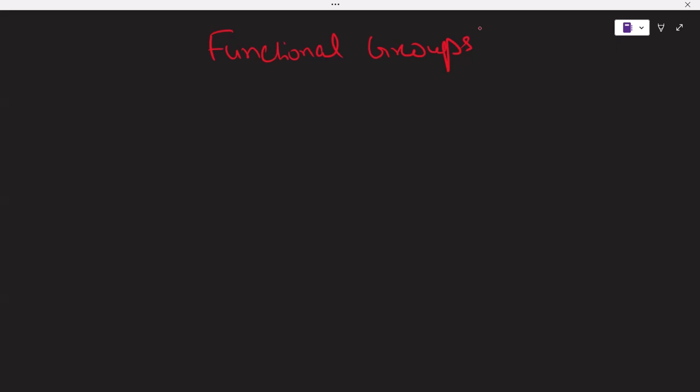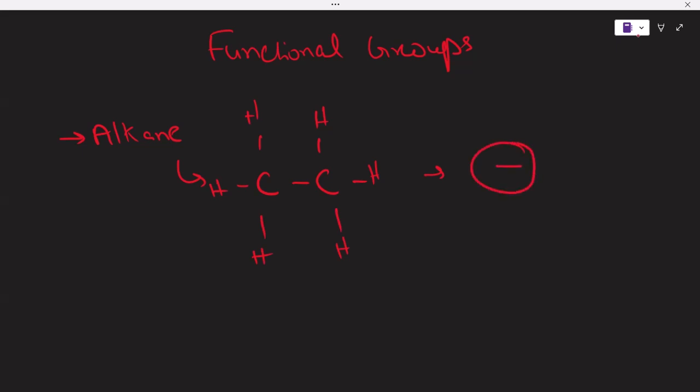So let's look at examples of some functional groups. We have seen them for alkanes and alkenes, but it would be better if we just see all of the functional groups that we are going to be studying in this entire organic chemistry part. So let's look at alkane again. We already established that it's going to look something like this. The molecule itself looks something like this, and the functional group is here, the single bond. You can also say the carbon-carbon single bond or just a single bond.